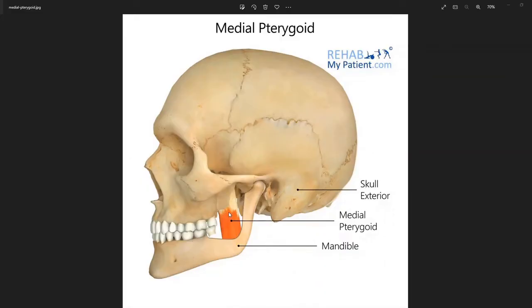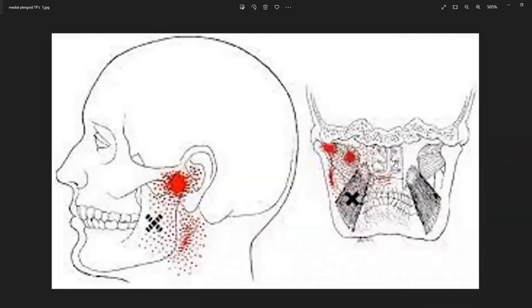So the medial pterygoid, let's have a look at what it looks like. You can see here that this is where the muscle actually sits in the jaw. It comes down like this and attaches to the angle of the jaw at the bottom there. And you can see in this picture that trigger points in this muscle can refer quite intensely to this area here, just in front of the ear, or also down here, just below the ear, and also these red spots inside the mouth here, which indicate pain in the teeth or inside of the mouth as well.